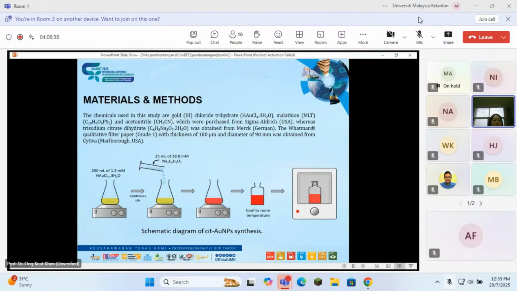This slide shows how we synthesize citrate gold nanoparticles. The method is very simple. We add auric chloride into a conical flask, stir at 1000 RPM, and heat until boiling. After that, we add trisodium citrate solution into the auric chloride solution, and continue to stir and heat until the color changes to red. The color change to red means the formation of citrate gold nanoparticles. Then we cool the solution to room temperature before storing at 4 degrees Celsius.